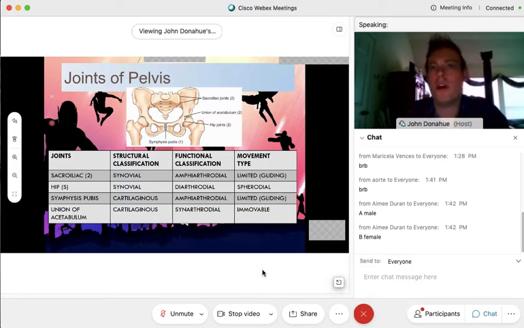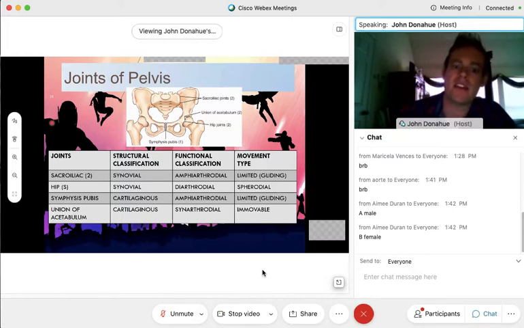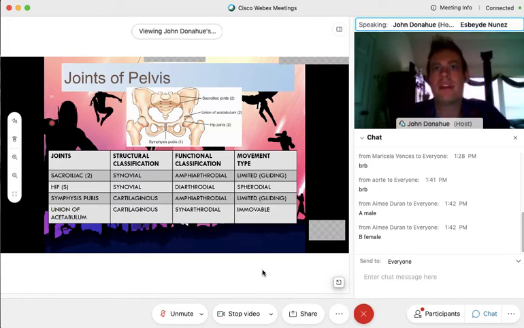Now there is one more joint that we cannot see, but it is there. It's going to be what we call the union of the acetabulum, because this links into what I was telling you guys about on that lateral view of the hip. What do you think the union of the acetabulum is referring to? Anybody want to wager a guess? The 3 hip bones fused together at the acetabulum.